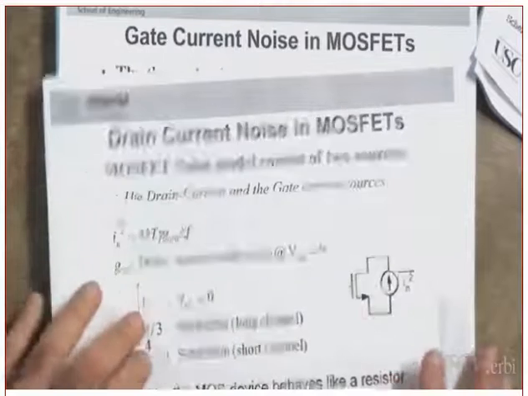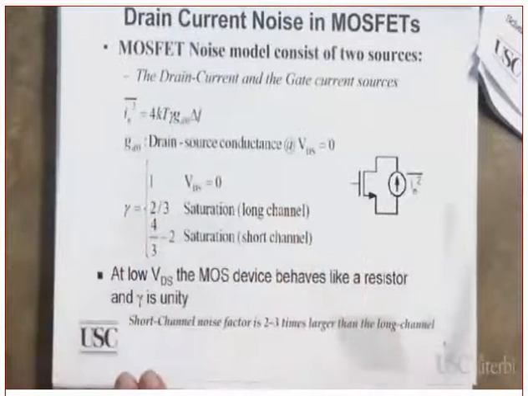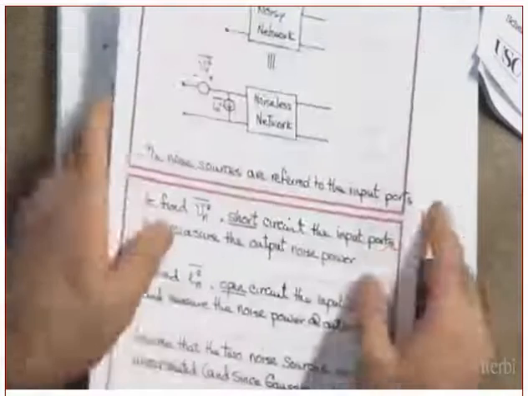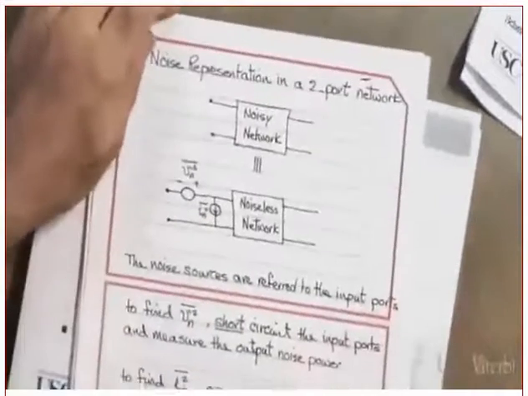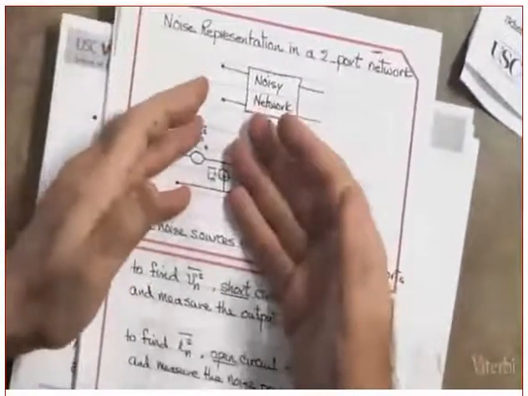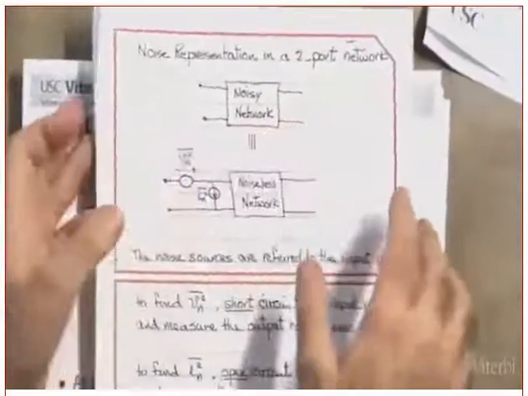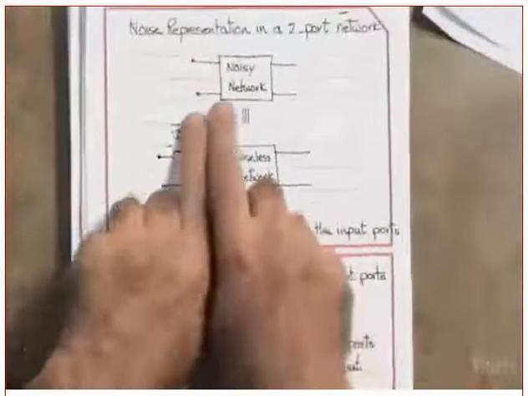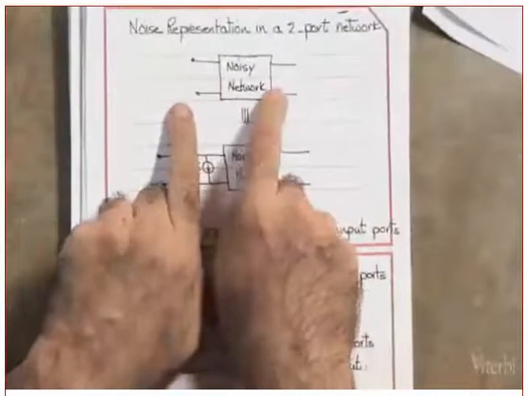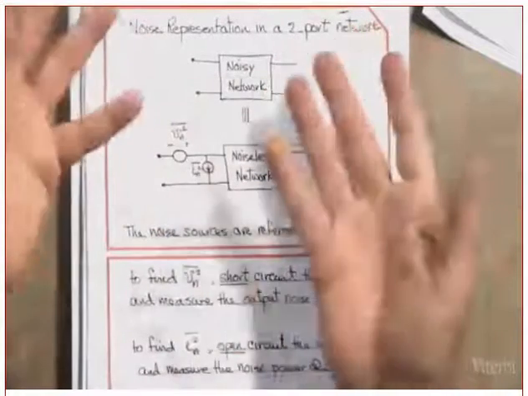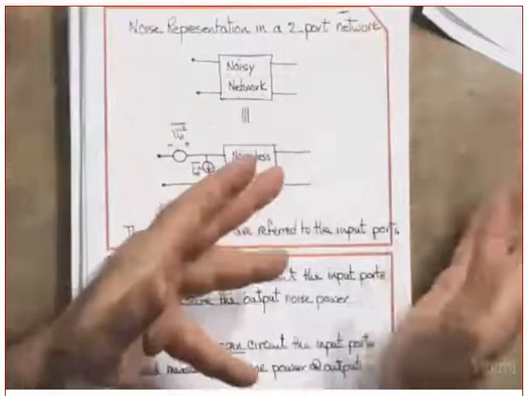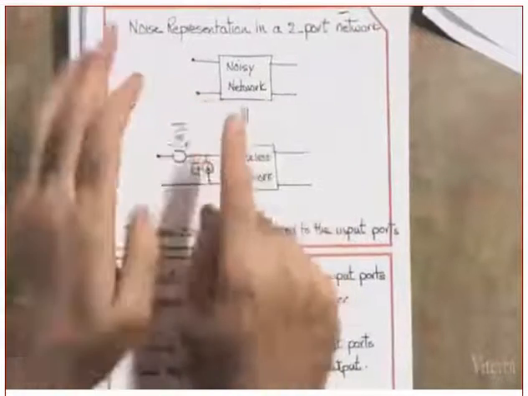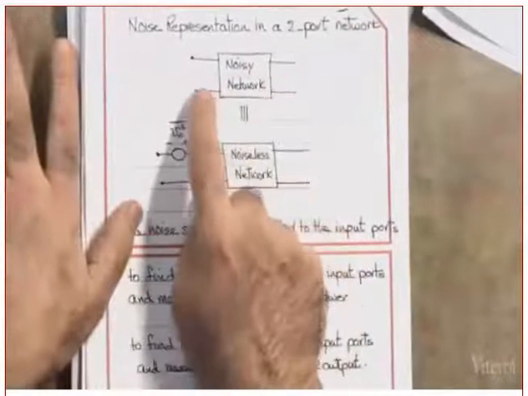Now, before we get into this, don't write anything, just follow me here. I want you to understand how we are going to represent the noise sources. We'll get to all of these equations next time. Concentrate. I have a noisy network, a two-port network. An amplifier is a two-port. A mixer is a three-port network. That's the input, that's the output.